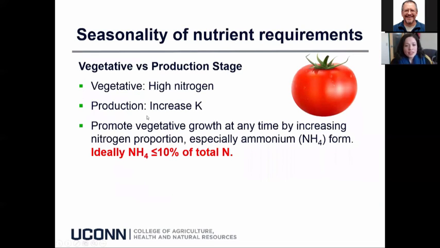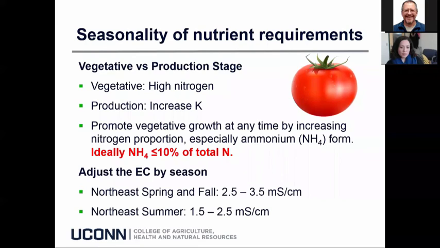Now, the other thing that's important when we think about vine crops is that we have, again, a difference in the vegetative versus production stage. So in vegetative, you have higher nitrogen levels. During your production stage, you increase your potassium, as we mentioned earlier. The other thing is, like I mentioned earlier, if you want to promote vegetative growth, you just increase the ammonium form.